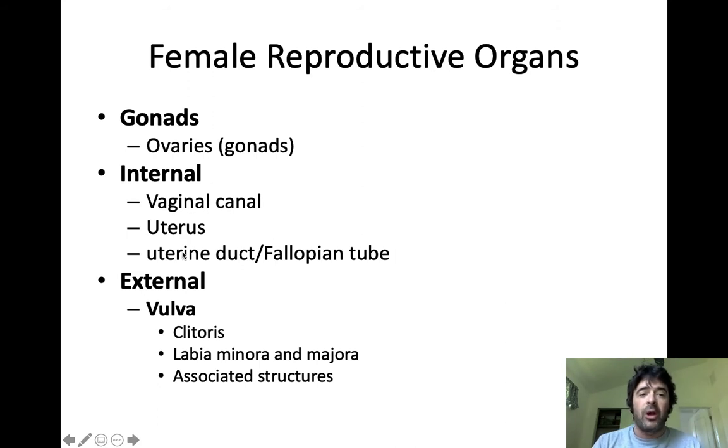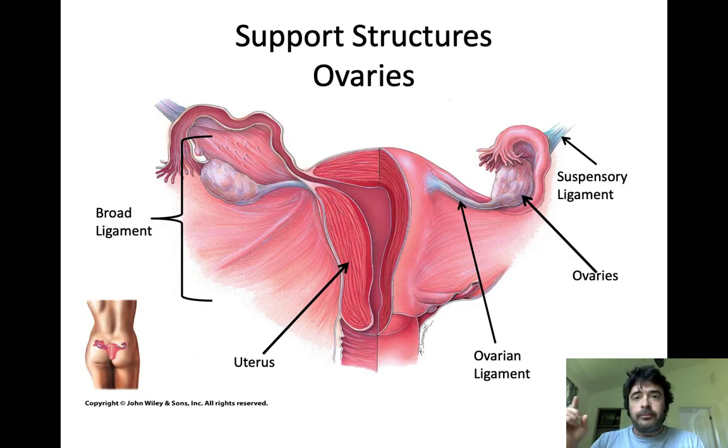Then we have the internal female reproductive organs: the vaginal canal, uterus, and uterine duct or fallopian tube. Two different ways of saying the exact same thing. On the exam, I'll probably use fallopian tube to pay homage to the scientists who first characterized that structure. Finally, we have our external reproductive organs. Collectively, when the term vulva is used, you're talking about all the external female reproductive organs, which include the clitoris, the labia minora, labia majora, and the associated structures.